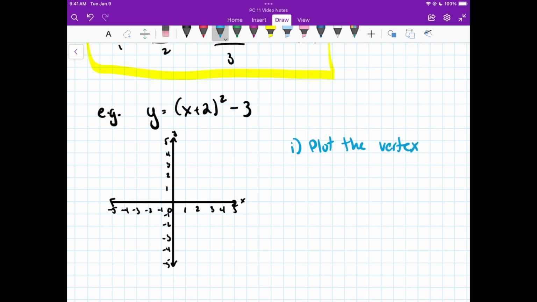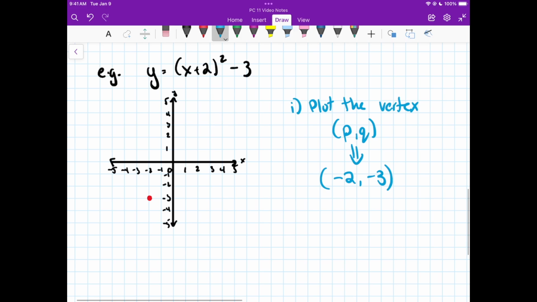Remember, from what we've seen in past lessons or past videos, we can get the vertex from P and Q. So P and Q in this case is going to be -2, not +2, and -3. So this is our vertex down here, -2, -3. For the rest of the points, since our A value is just 1, we can use the exact same x squared pattern to get all of our other points.